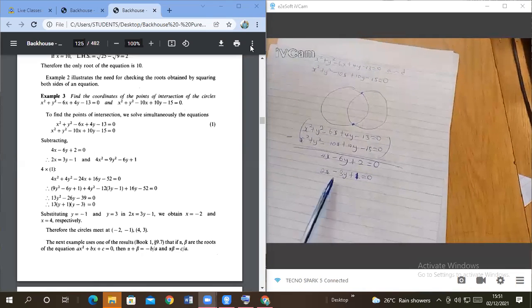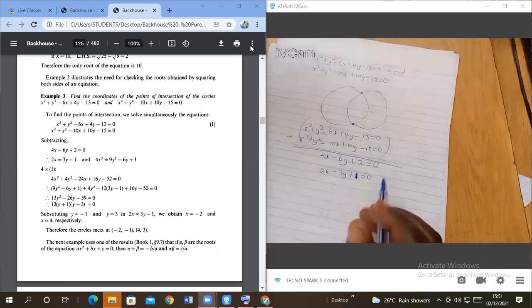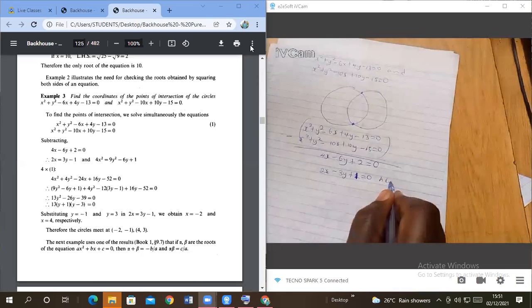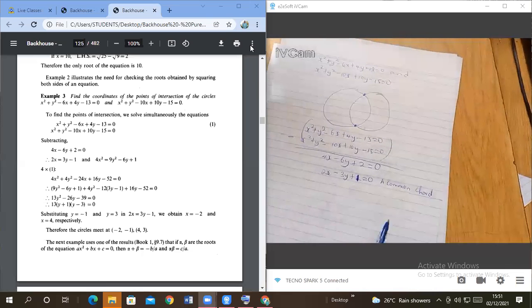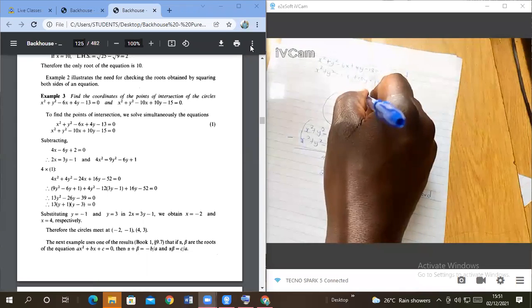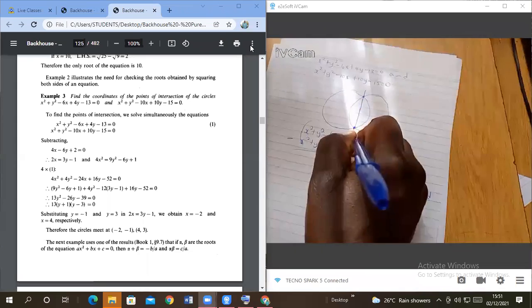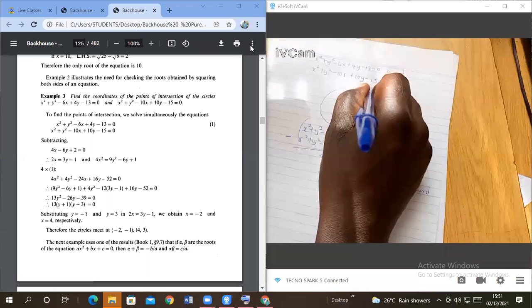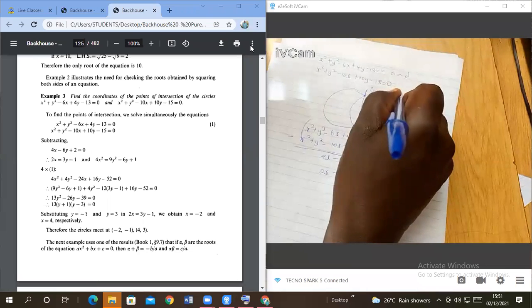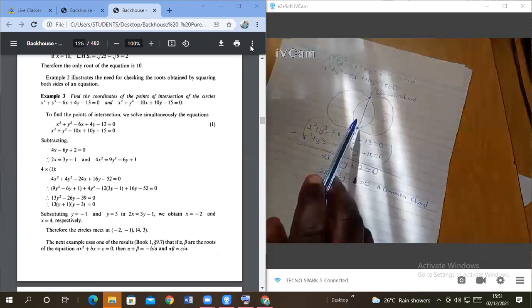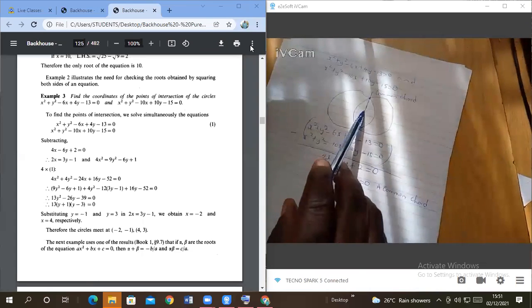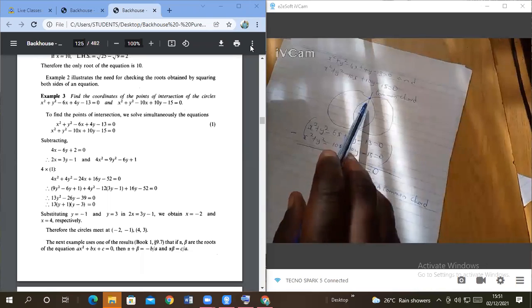Yes, this becomes a straight line, and this straight line is called a common chord. How do we call it? Common chord. So this becomes the common chord of these two circles. We have seen the common chord. It passes through both circles, through their points of intersection.